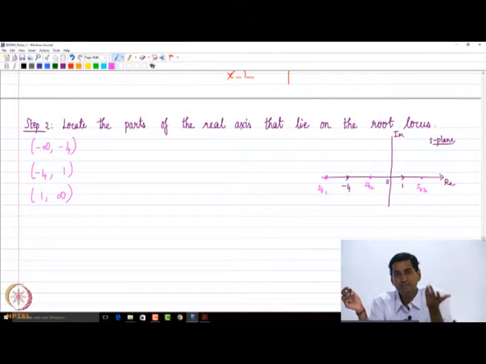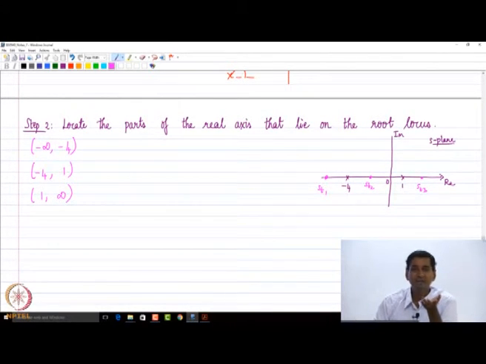Now, the question is which of these points lie on the root locus. Once again you need to apply the angle condition. If I take test point ST1, which is in the region minus infinity to minus 4, do you think the angle condition is satisfied? No. Theta 1 is 180, theta 2 is 180 degrees, so it becomes an even multiple of pi. So, this region does not lie on the root locus.